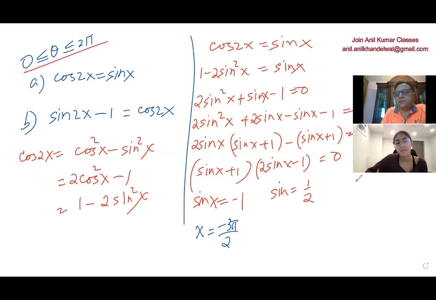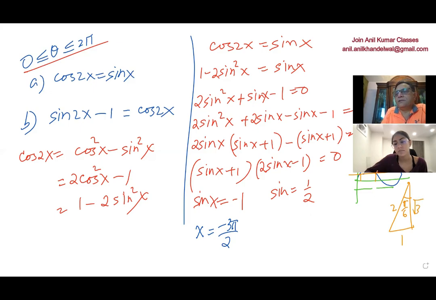Because the sine wave, you remember, is like this. Let me sketch this for the benefit of our students. As far as negative 1 is concerned, we have only one value. As far as half is concerned, you can see there are two values. And if you look at this special triangle, then you know sine is half for pi by 6.